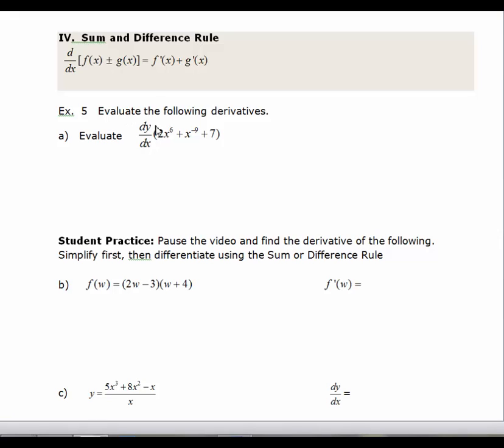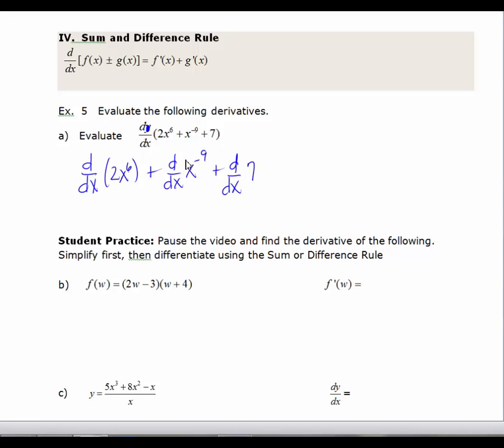So example 5, it basically just means I'm going to take each derivative separately. And so to take the derivative of each of these, I could write this as the derivative... Let's see. I just want to rewrite this. That y should not be there because y is this function. It should be just d dx of 2x to the 6 plus x to the negative 9 plus 7. So what we have here is d dx of 2x to the 6th plus d dx of x to the negative 9th plus d dx of 7.